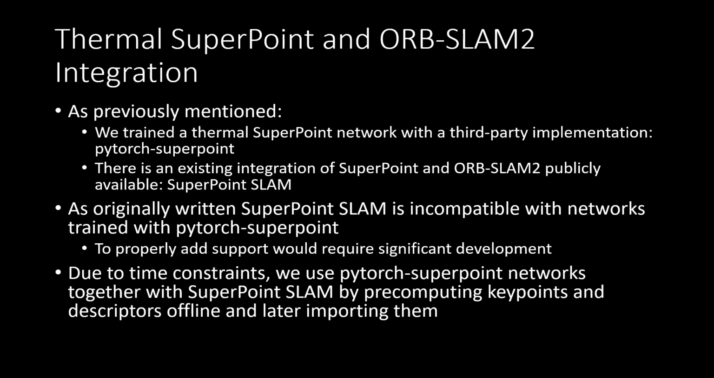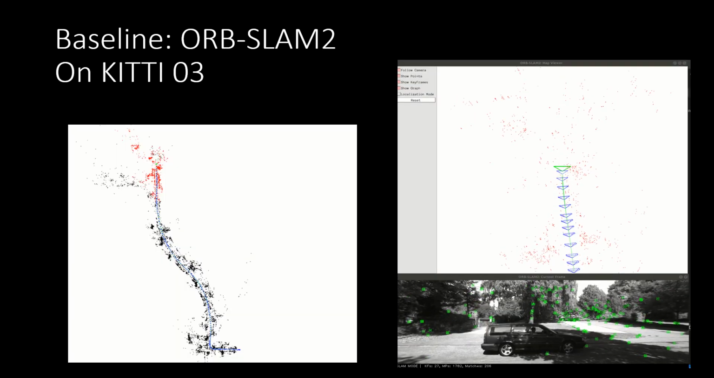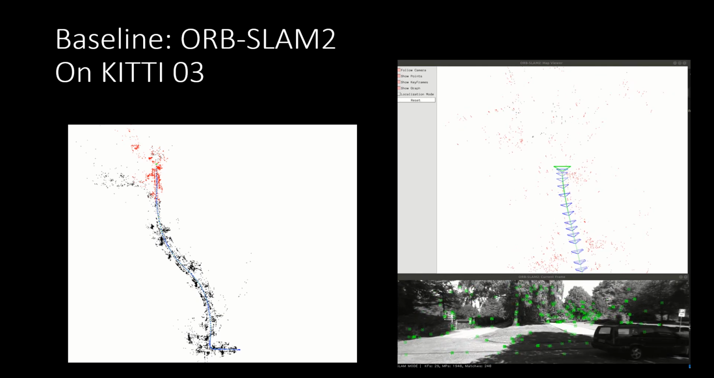Finally, we integrate both the network and vocabulary into ORB-SLAM 2. As was previously mentioned, there is an existing integration of SuperPoint in ORB-SLAM 2. However, it is not directly compatible with the networks we trained using the PyTorch SuperPoint repository. Without time to properly add support, we use a workaround that involves pre-computing key points and descriptors offline and later importing them. As a baseline, we ran standard ORB-SLAM 2 on sequence 3 of the KITTI dataset.